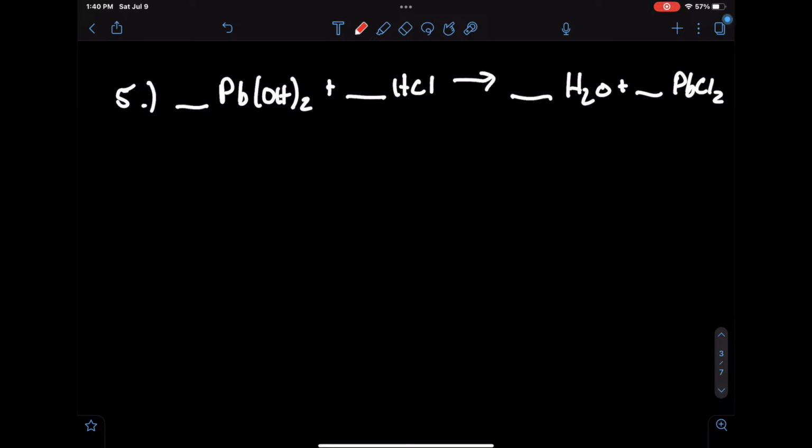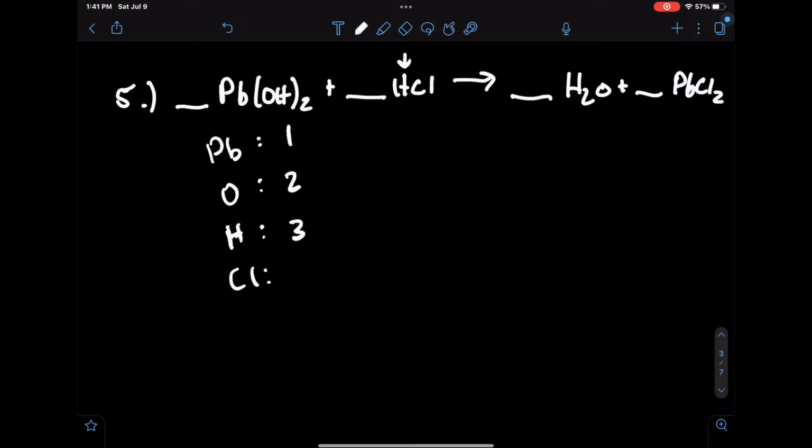The next equation is Pb(OH)2 plus HCl, with H2O on the right, and PbCl2 on the right. So on the left, we have one lead, and for the parentheses, we have to remember to add the 2 to both of the oxygen and the hydrogen. So the oxygen, there are 2, and there are 2 hydrogen, plus this one right here, so we actually have 3.